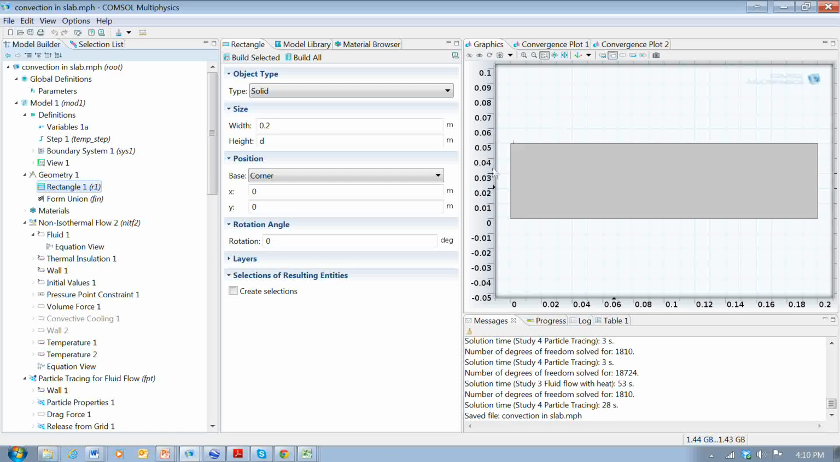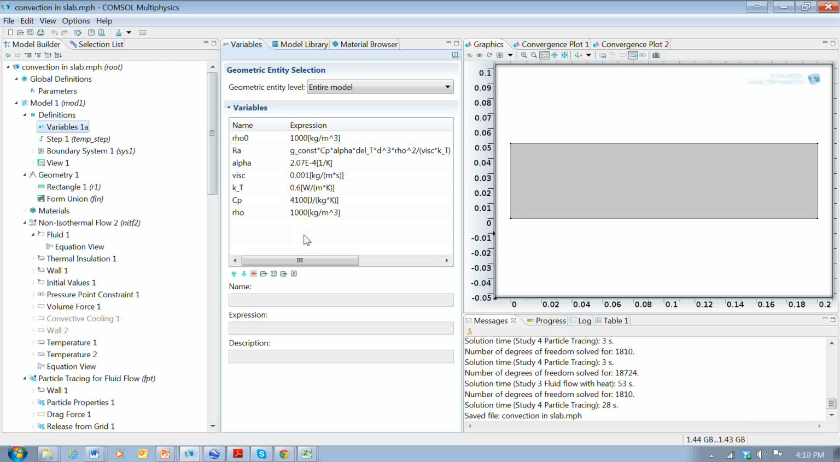So the geometry of the model looks like this. It's a slab 5 centimeters by 20 centimeters, and we're going to heat it on the top and heat it on the bottom and take a look at the effects of the heat transfer and convection when we do that. So let's see, the variables, it's pretty straightforward. These are just fluid properties, and then I calculate the Rayleigh number here. So that's really all that we're doing in the definitions.